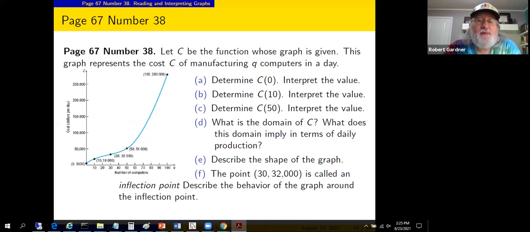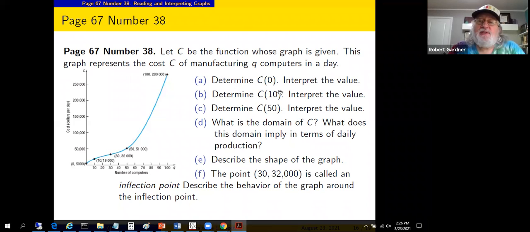Let's look at one where they give us the graph and we're going to analyze the shape of this graph. Number 38 says, let C be the function whose graph is given. This graph represents the cost, C, of manufacturing Q computers in a day. So Q is going to be the variable. It's going to be a C of Q function. Cost of producing this quantity. I suspect that is why they've chosen Q for the variable.